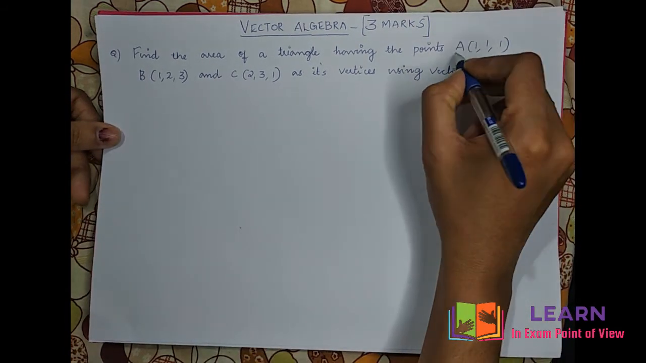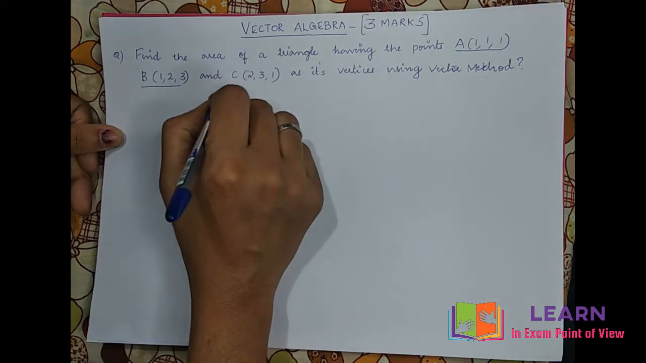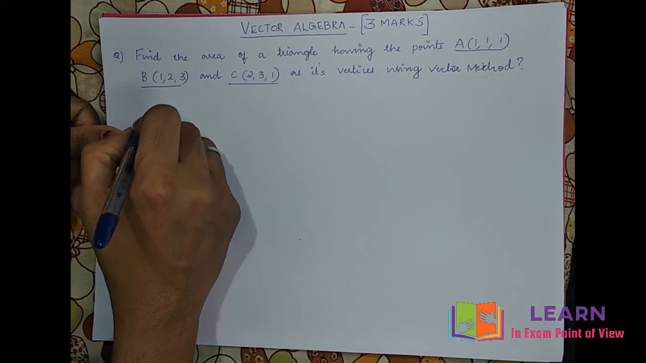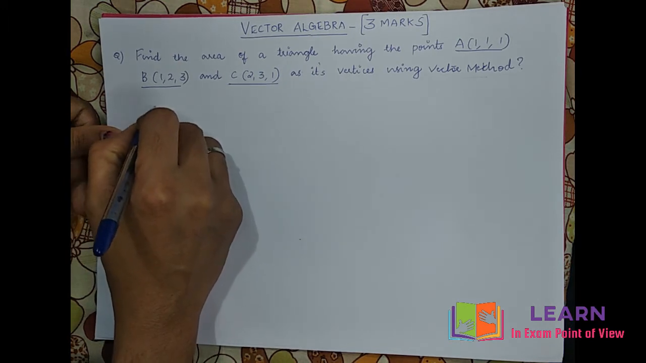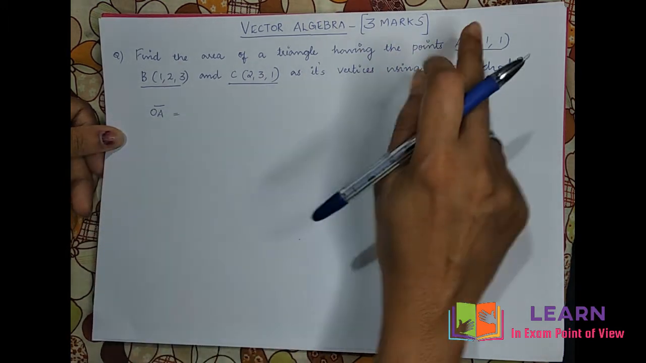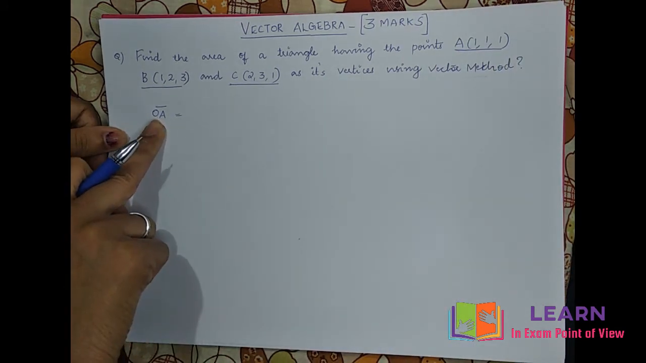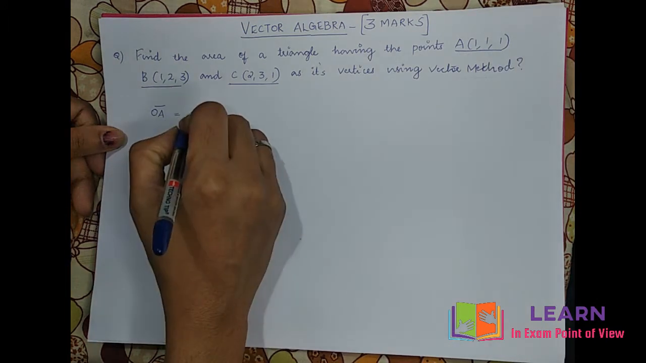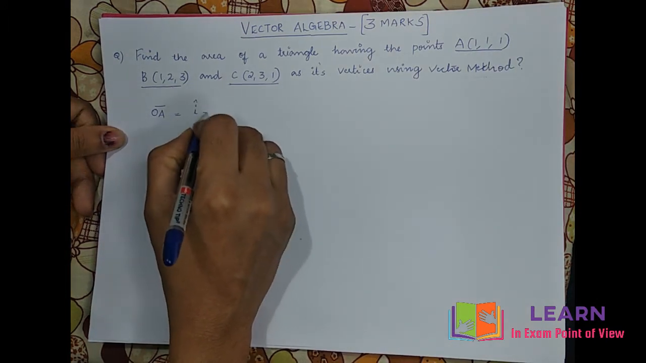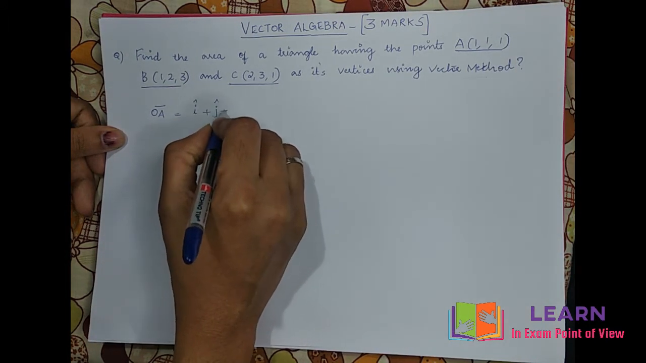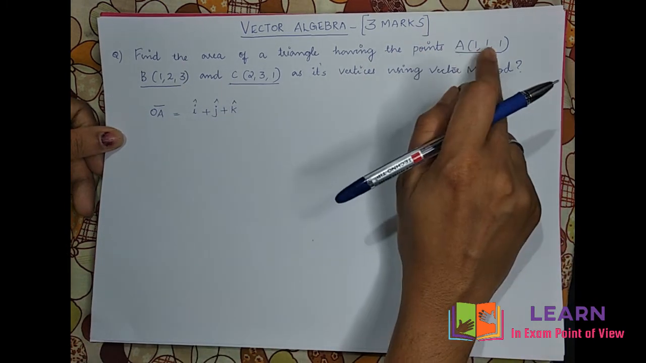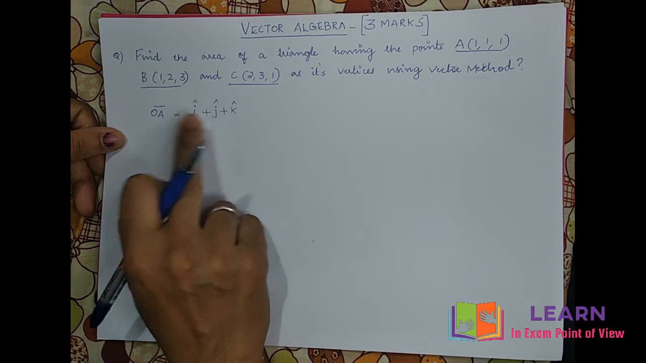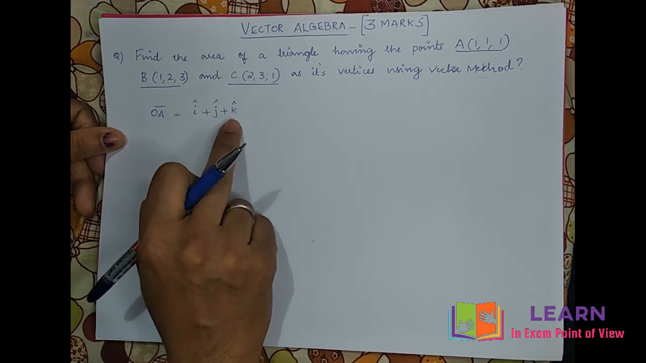Okay, so here A is given, B is given, C is given. These are position vectors we can write, that is the OA vector. Using the points, write the position vector OA, which is I plus J plus K, right? Everything is 1. So 1I plus 1J plus 1K. So I plus J plus K.